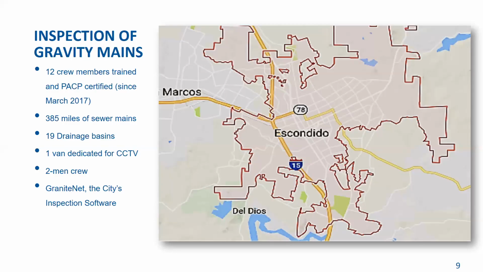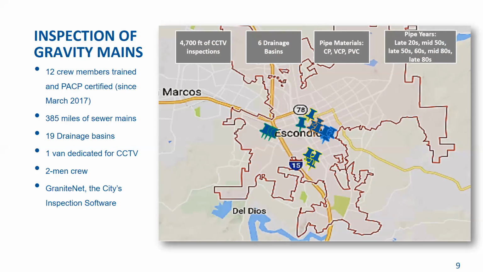So now I would like to go over some background on the City of Escondido, where 4,700 feet of CCTV inspections were conducted in about 6 drainage basins, in which pipe materials were identified, including concrete pipe, VCP, and PVC. Now for the pipe years, we identified a range from the late 20s all the way to the late 80s for just those 6 drainage basins.